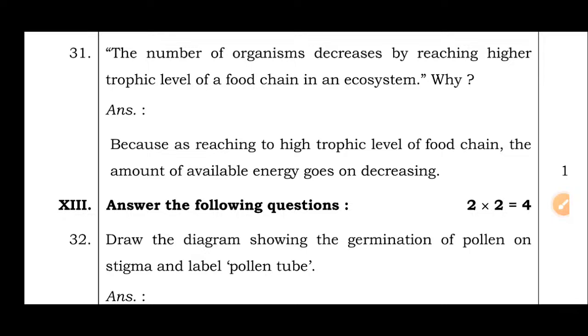Question number 31. The number of organisms decreases on reaching higher trophic levels of a food chain in an ecosystem. Why? Because on reaching higher trophic levels, the amount of available energy goes on decreasing. Why does the energy decrease? Because 90% is wasted in the form of heat and only 10% passes to the next level. We discussed the 10% law. According to that law, 90% is wasted and only 10% is carried to the next level. That's why food and the amount of energy go on decreasing.